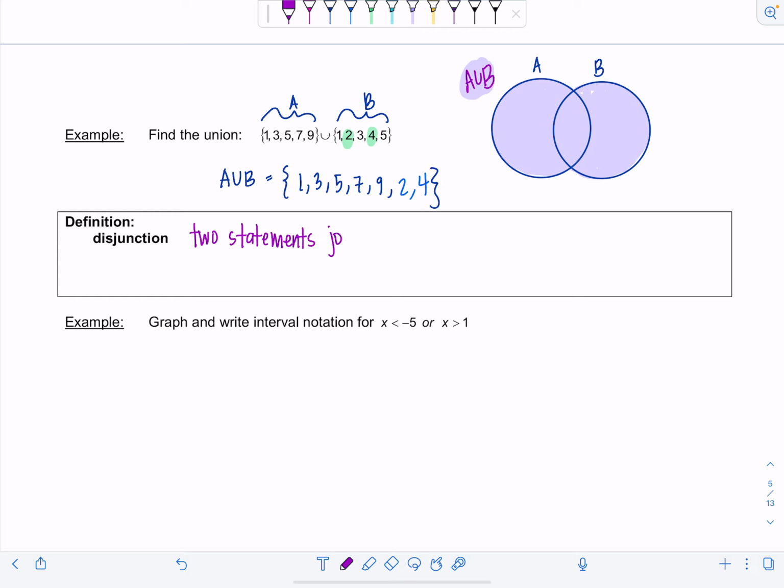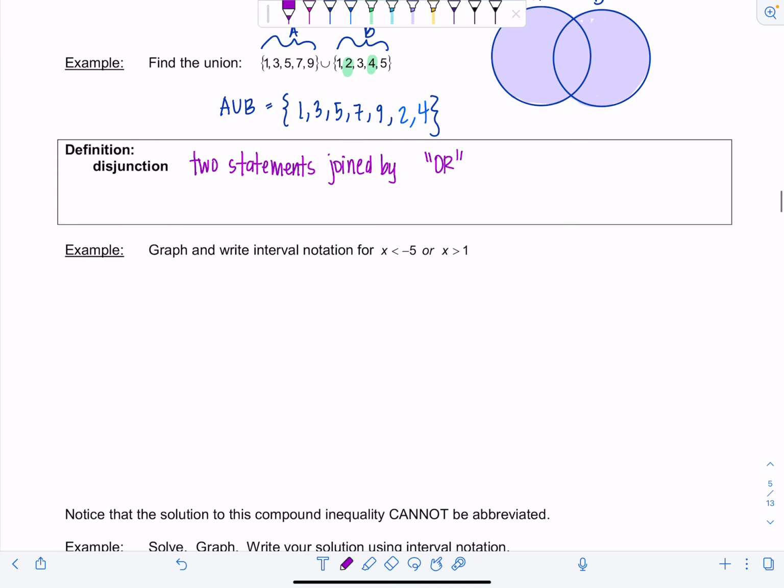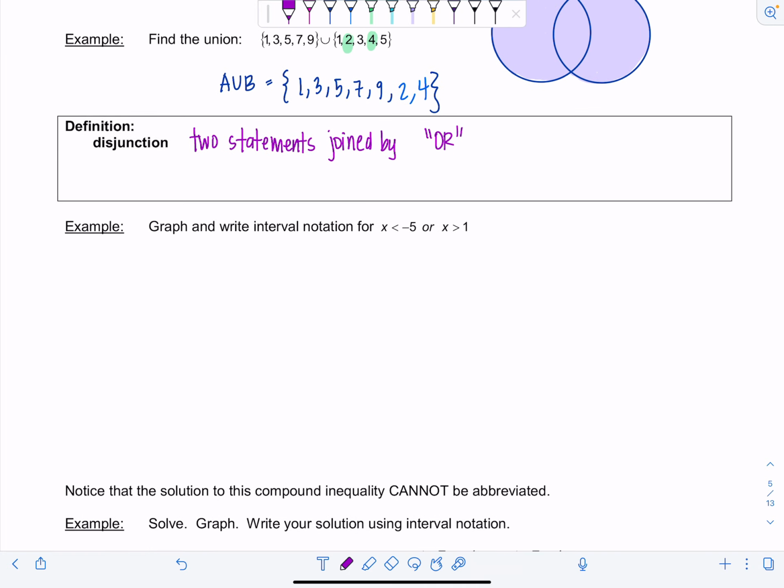Joined by the word or. When you see or, it means union. Join them up. Here we go. Graph and write interval notation for x is less than -5 or x is greater than 1.